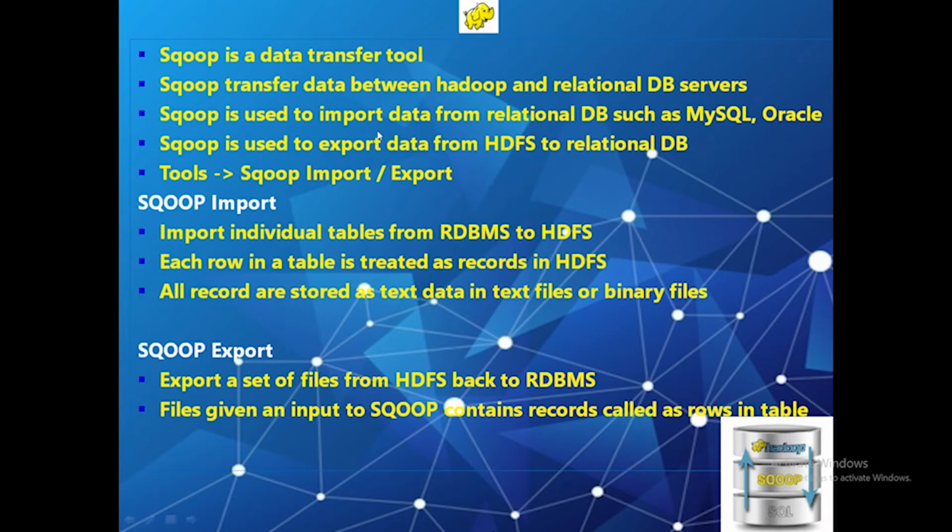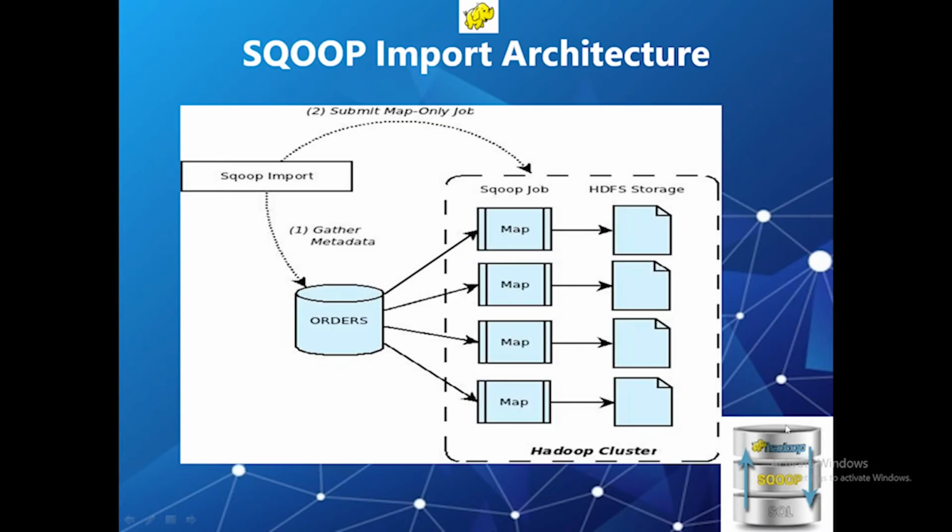Sqoop basically imports a single, individual table from an RDBMS to HDFS. Each row in a table is treated as a record in HDFS, and all records are stored as text data in text files or binary files. Sqoop also exports a set of files from HDFS back to the RDBMS server. The files given as input to Sqoop contain records, called rows in a table.